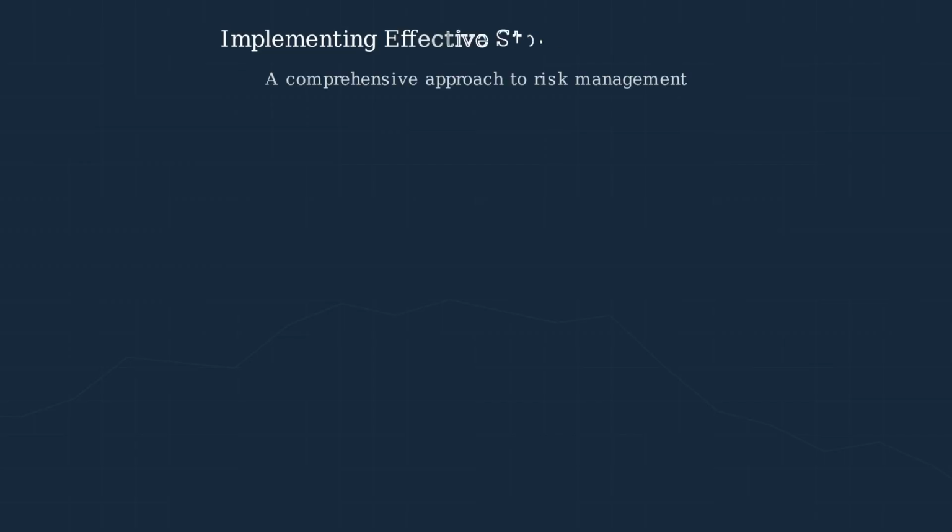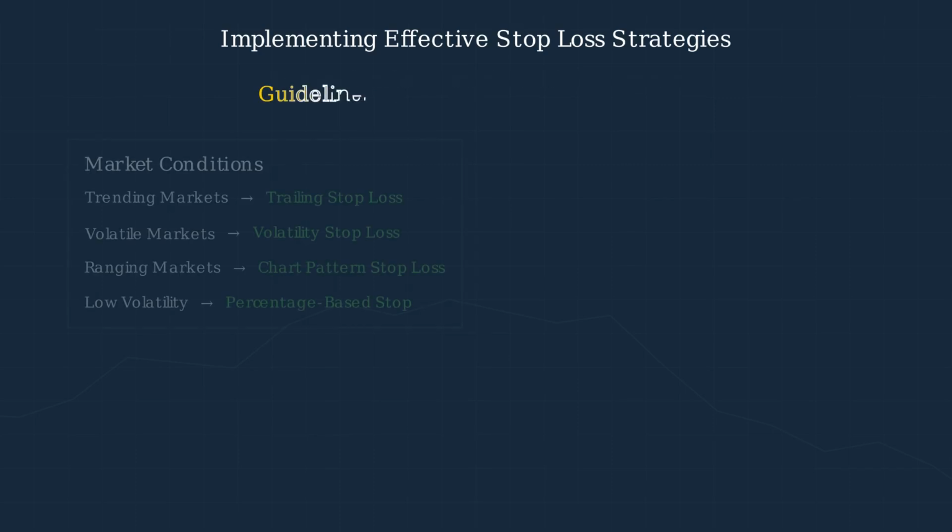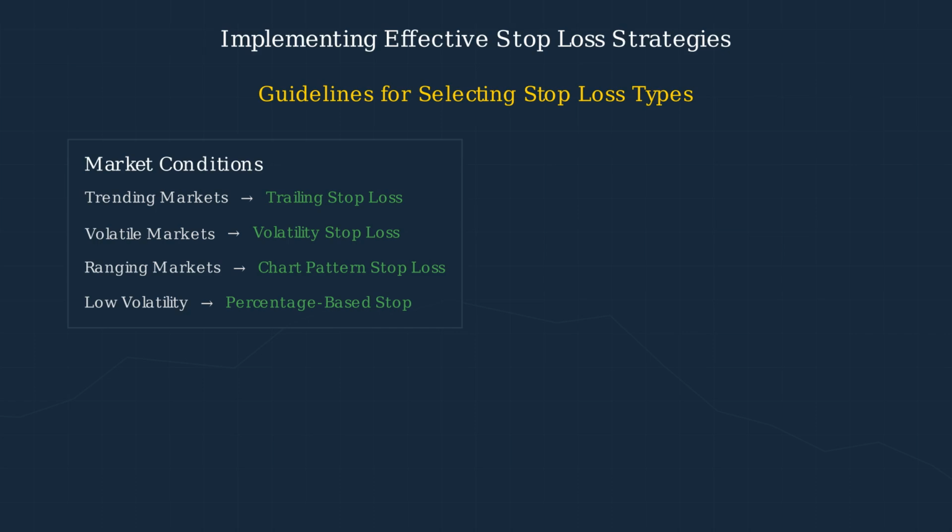In this final section, we'll explore how to implement effective stop-loss strategies to protect your trading capital. When selecting a stop-loss strategy, consider both market conditions and your trading style. For trending markets, trailing stops work well, while volatile markets benefit from volatility-based stops.